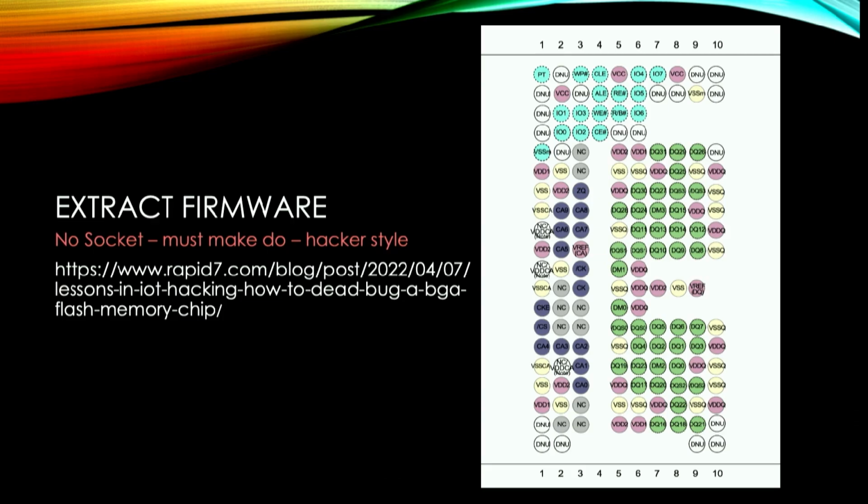If you look at the top, where the upper green or turquoise looking one is, that's the flash memory location. There's a paper, or actually a blog, that I put out where I detail the process of dead bugging these.